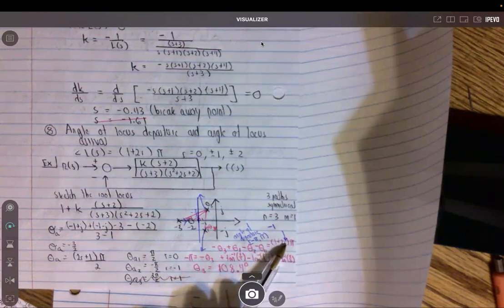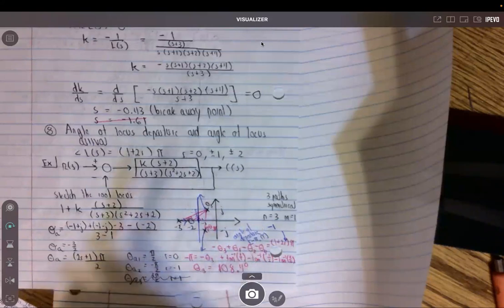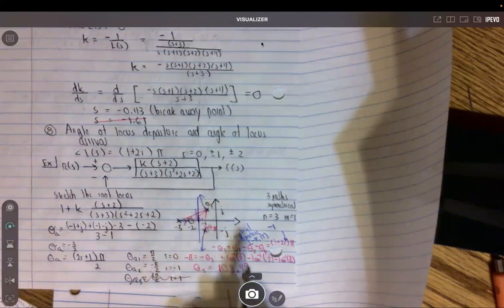And the r has to be set equal to a value such that this value here on the right-hand side is between negative pi inclusive, but up to pi, not including pi. And then you'll get your angle of departure here for your pole. Remember, you get angles of arrival for your zeros.